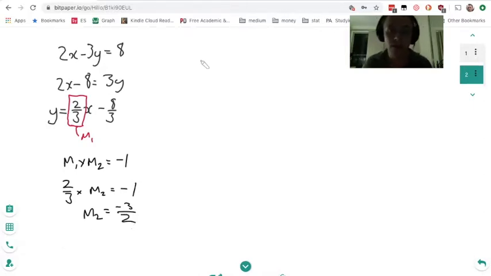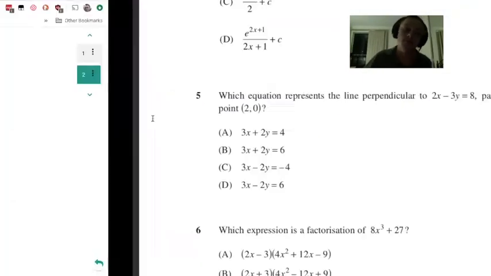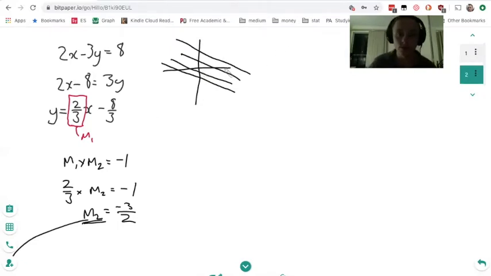I have the gradient of my perpendicular line, but I have a graph where we're looking at -3 on 2. That's going to look something like this. There's an infinite number of lines that I can draw with this particular gradient, m2. I need only one line, that one line that passes through 2, 0. So 2 here, 0. Let's say roughly there, if this is the value x equals 2.